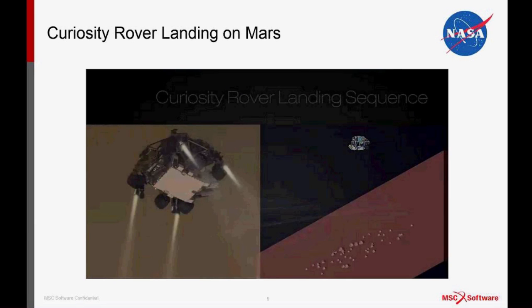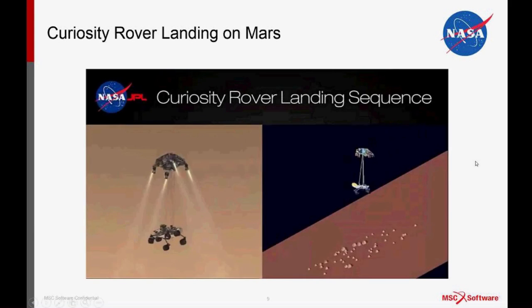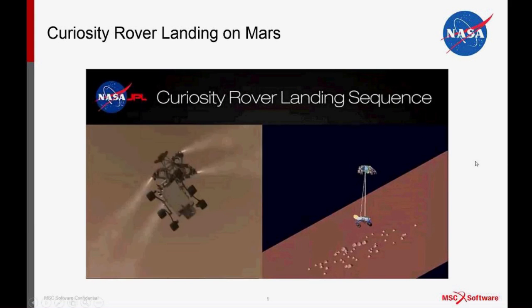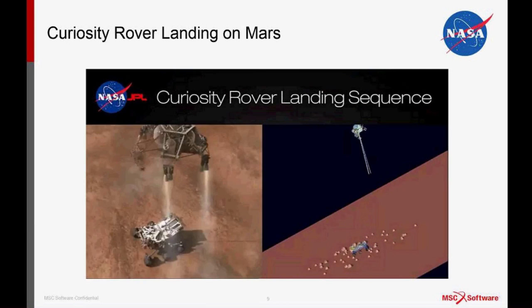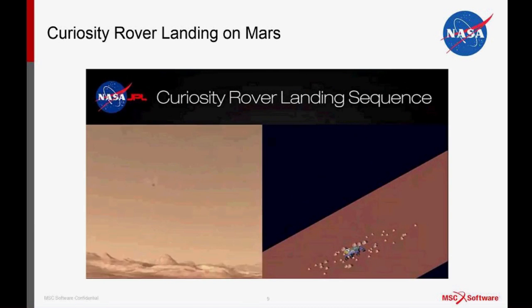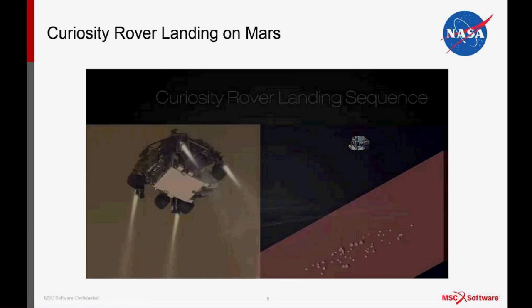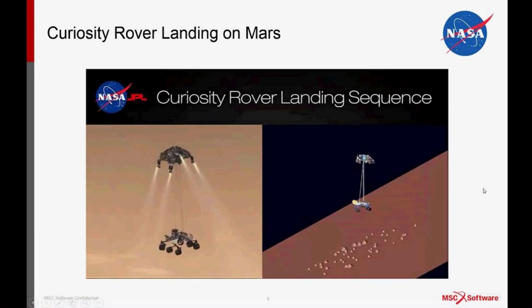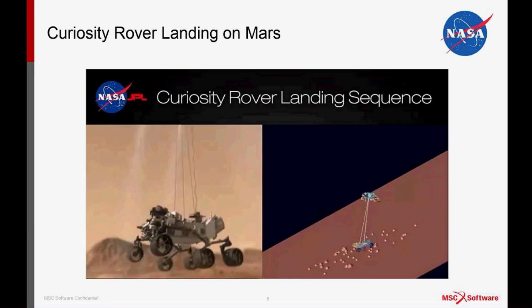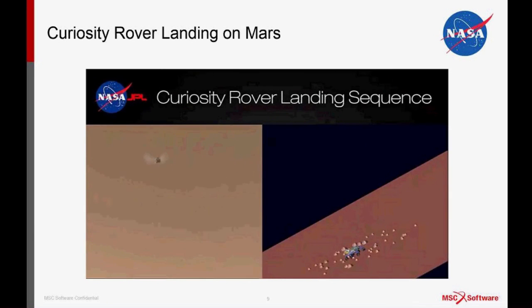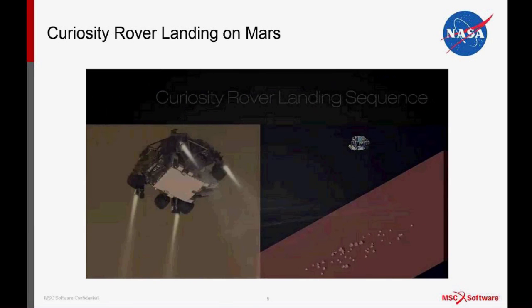There's a movie called 7 Minutes of Terror, which means it takes over seven minutes for the signal to be transmitted from the surface of Mars to the surface of the Earth. And the entire landing sequence takes place within seven minutes, which means by the time the rover is already on the ground, the humans on Earth have not received the signal yet, whether or not it's successful.